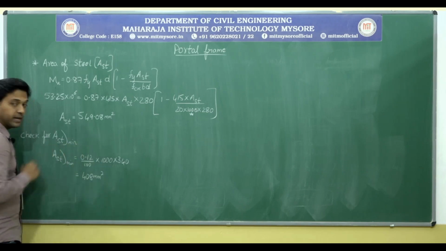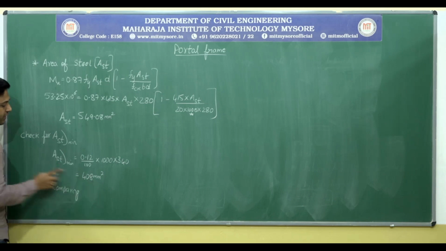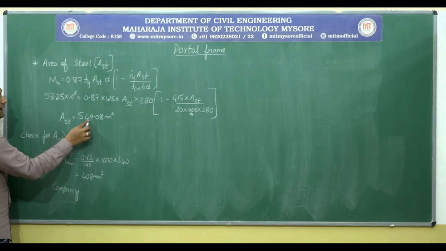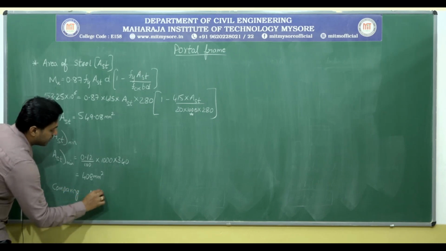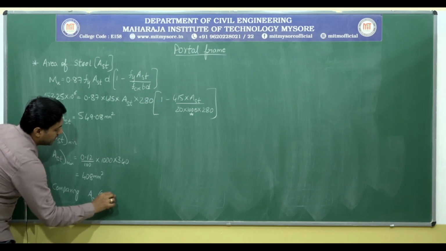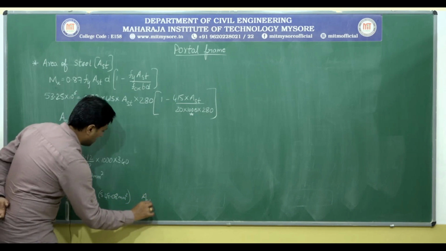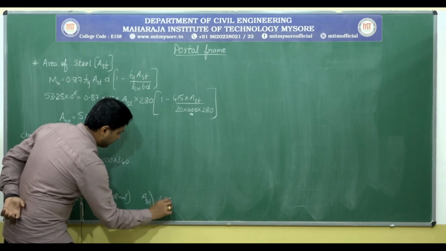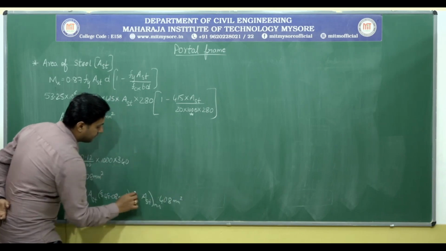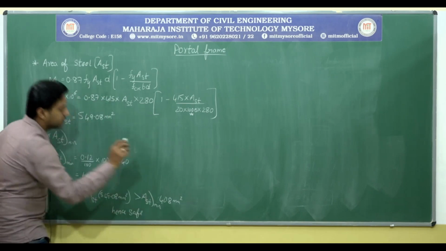Now comparing, code suggests that you need to provide a minimum of 408. But what is the AST that we have provided? It's 549.08. So comparing, AST that we have provided is 549.08 mm square. Code suggests AST minimum is 408 mm square. So whatever we have provided is more than the minimum value. So hence safe. So I can proceed with this.